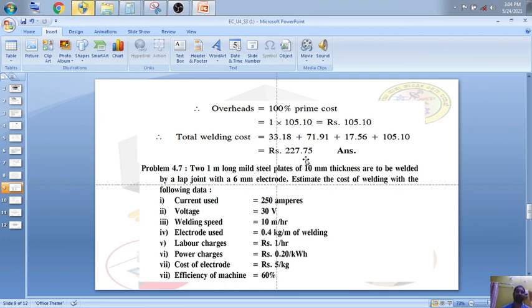Very simple problem, you just need to calculate step by step. For that, just cross multiplication is required: for x hours, how much welding time is required, and for x meters, how much electrode is required. You should be very careful with that cross multiplication, and you will get all these things.